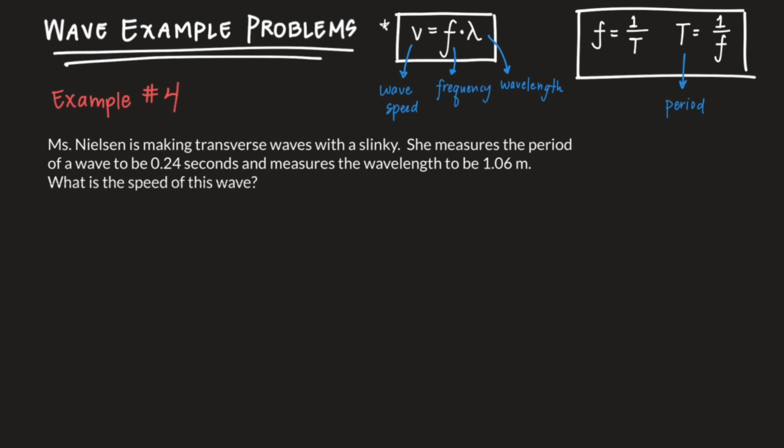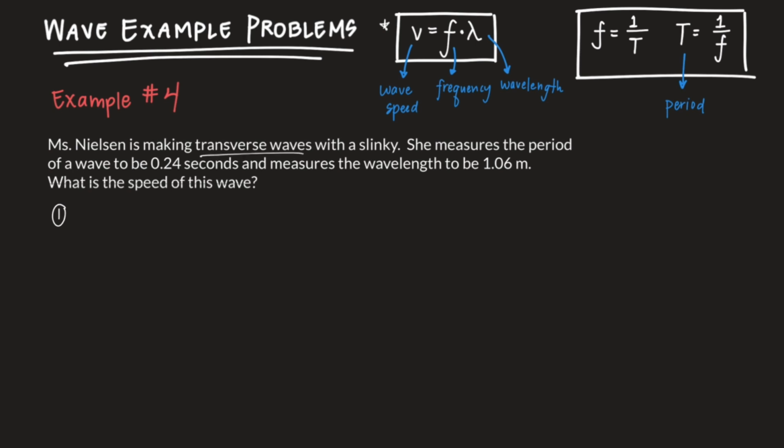So last but not least is example 4, which is Miss Nielsen is making transverse waves with a slinky. She measures the period of a wave to be 0.24 seconds and measures the wavelength to be 1.06 meters. What is the speed of this wave?